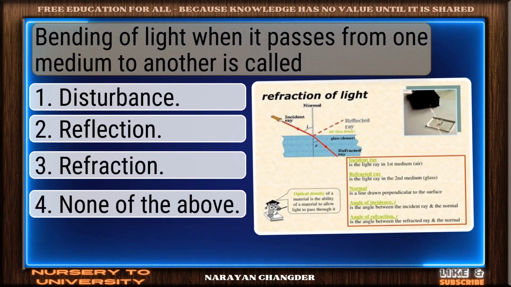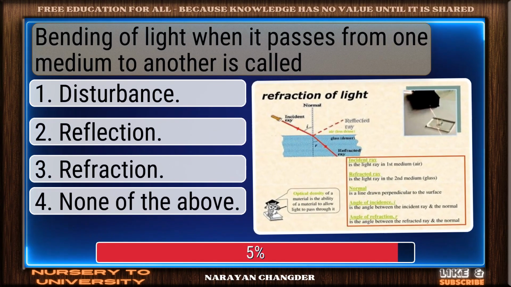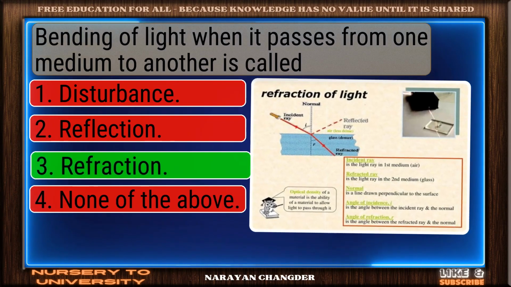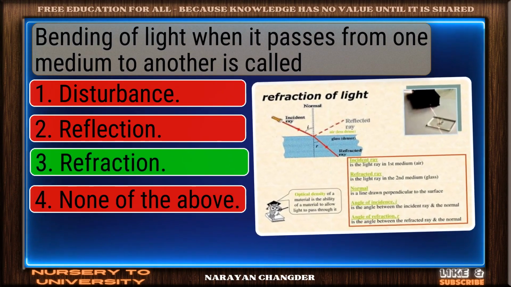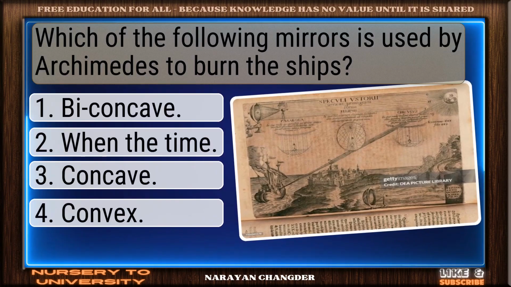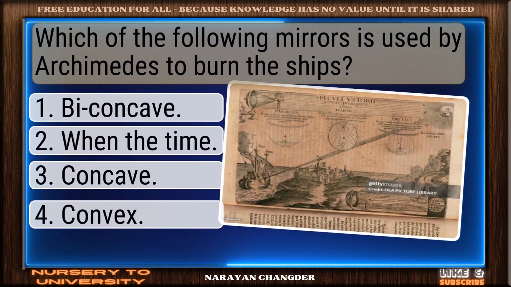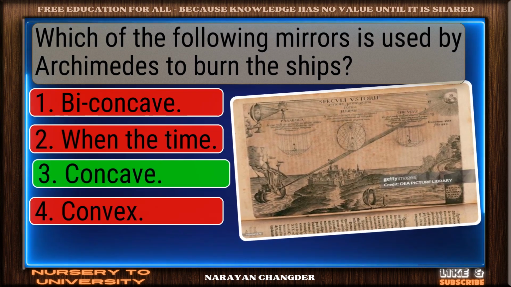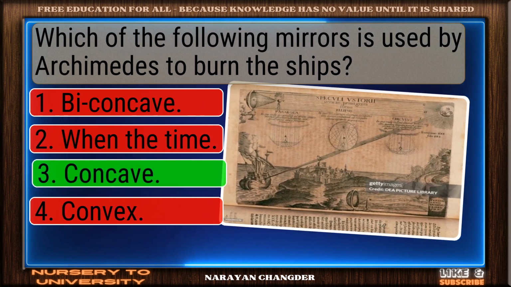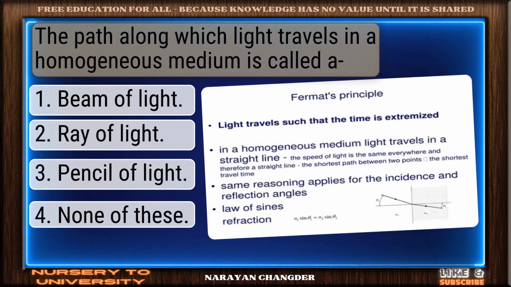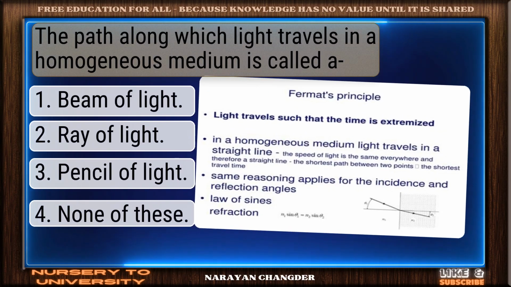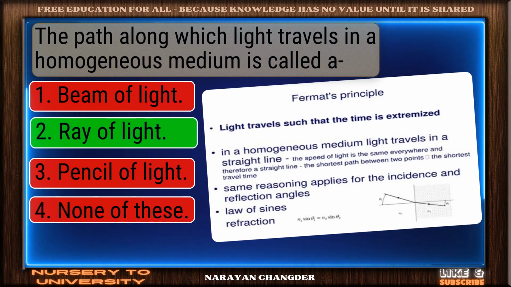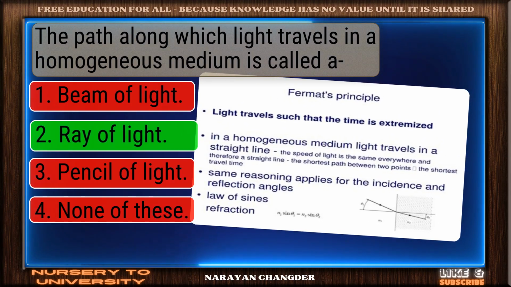Bending of light when it passes from one medium to another is called... Correct response. Refraction is the most accurate answer. Which of the following mirrors is used by Archimedes to burn the ships? Right choice. Concave is the best answer. The path along which light travels in a homogeneous medium is called a... Sharp thinking. Ray of light is the right choice.